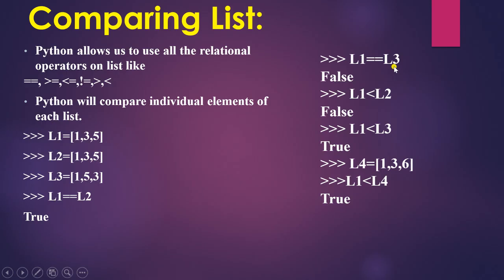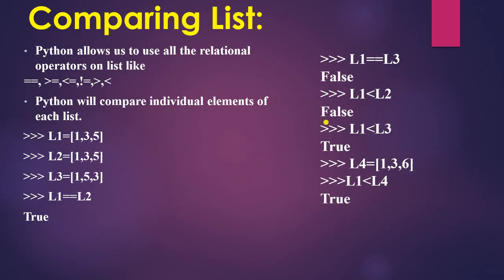Now if L1 == L3, it will give you the value False, because it will check the index values: L1 index 0 equal to L2 index 0, L1 index 1 equal to L2 index 1. Now for L1 less than L2, again it will check, and then it will give you the answer False.